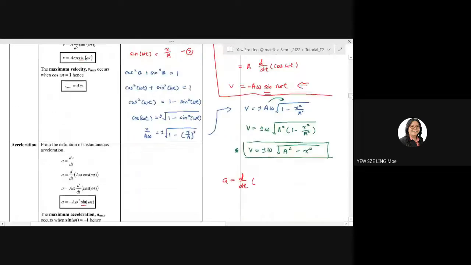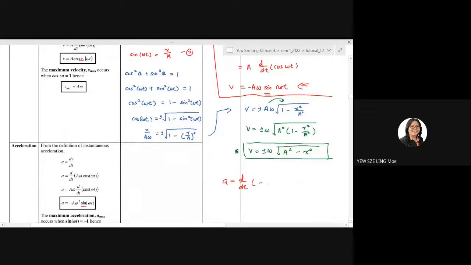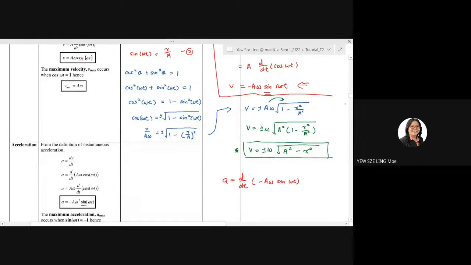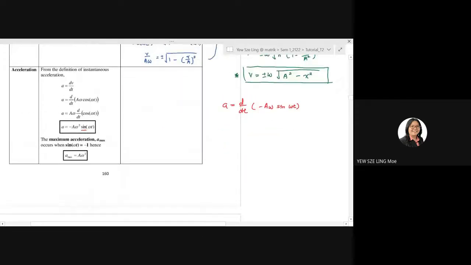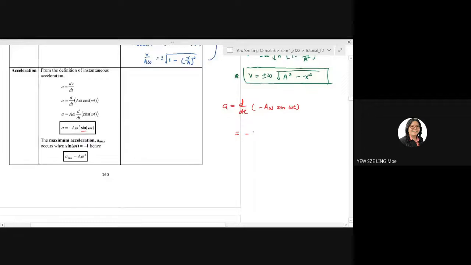Okay, so I'm going to differentiate negative a omega sine omega t. If I differentiate it, what am I going to get? Now, negative a omega has nothing to do with time, so I can take it out. So it is equal to negative a omega d over dt.